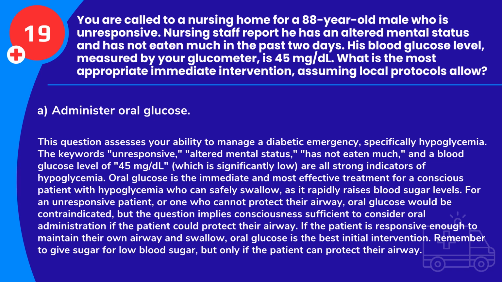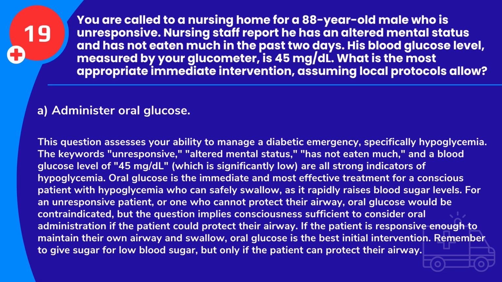Answer: A. Administer oral glucose. This question assesses your ability to manage a diabetic emergency, specifically hypoglycemia. The keywords unresponsive, altered mental status, has not eaten much, and a blood glucose level of 45 milligrams per deciliter, which is significantly low, are all strong indicators of hypoglycemia. Oral glucose is the immediate and most effective treatment for a conscious patient with hypoglycemia who can safely swallow, as it rapidly raises blood sugar levels.